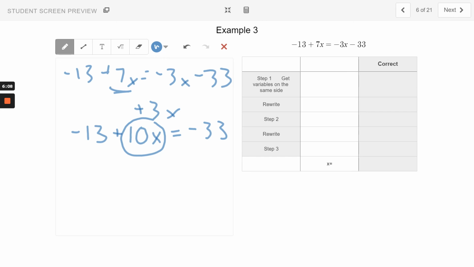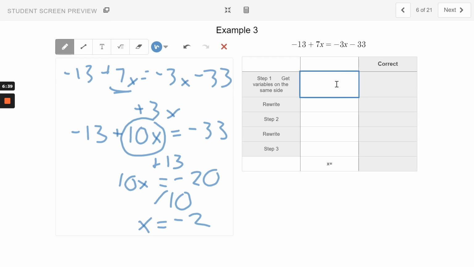So we need to do the opposite of negative 13, which is plus 13. We get 10x equals negative 33 plus 13, which is negative 20. 10x equals negative 20. We divide by 10, and we get x equals negative 2.